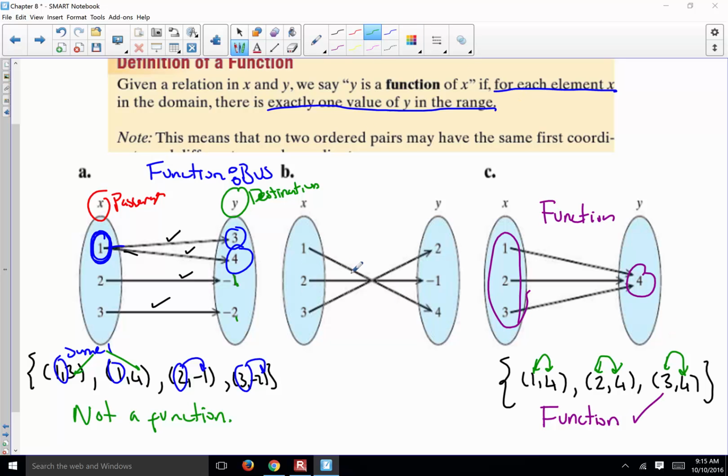How about this one? Is everything okay with this one? Person 1 going to address 4. Person 2 going to address -1. Person 3 is going to a separate address. So this is a function. Okay? Is it clear? Function definition? Again, it can't happen unless you split two ways. Top half going into one city, bottom half going into another one, which is not going to happen, right?